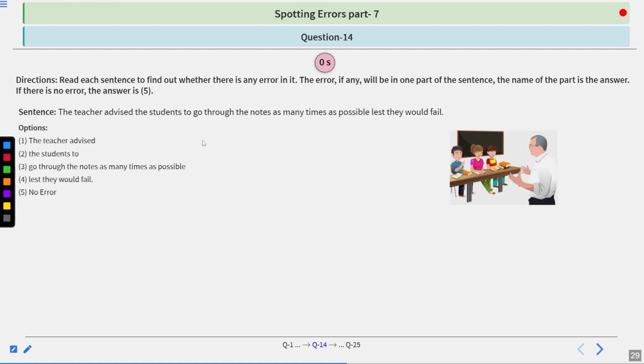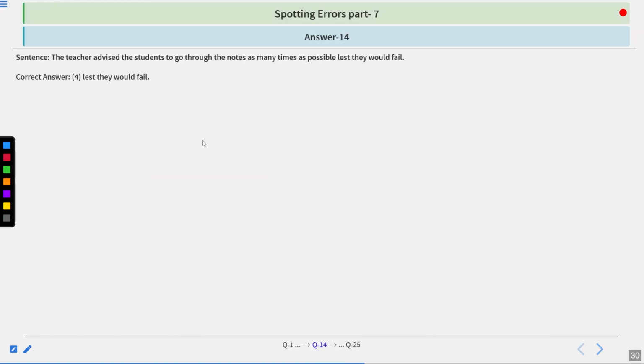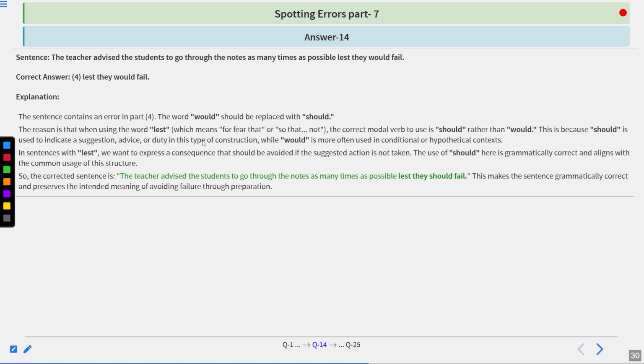I hope you have understood. Let's look at the correct answer. The correct answer is 4: "lest they would fail". The explanation is that the word "would" should be replaced with "should". The reason is that when using the word "lest", which means "for fear that" or "so that not", the correct modal verb is "should" rather than "would".